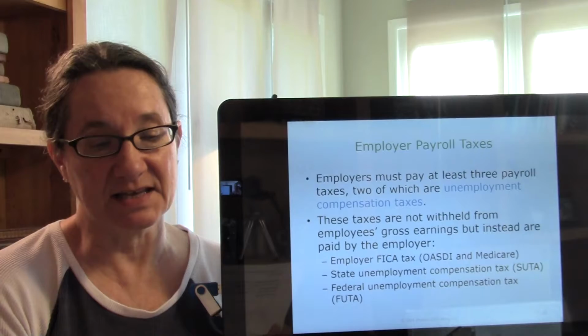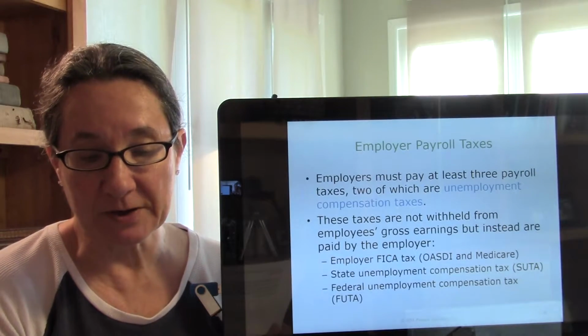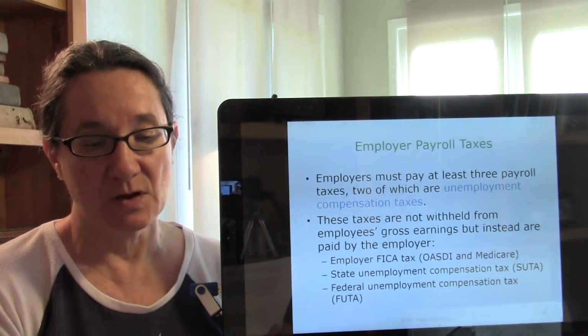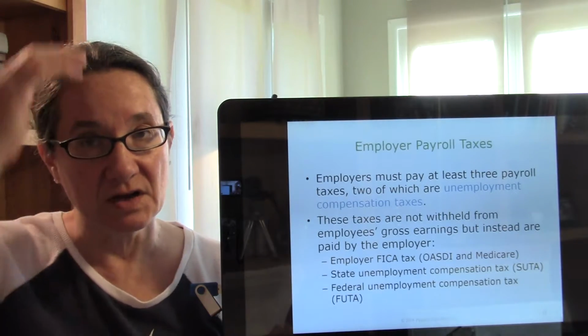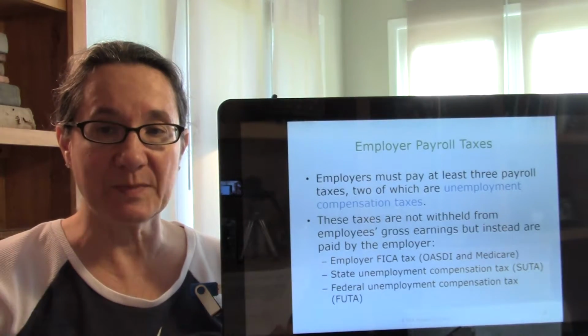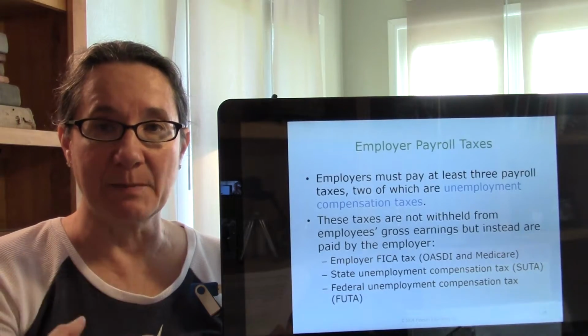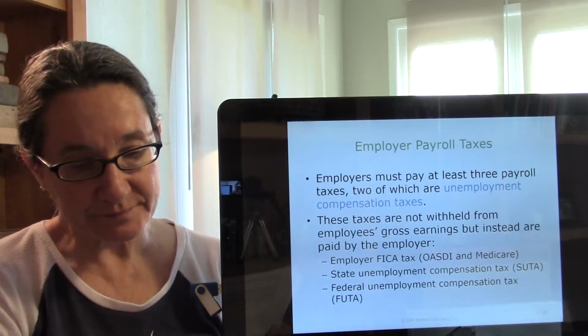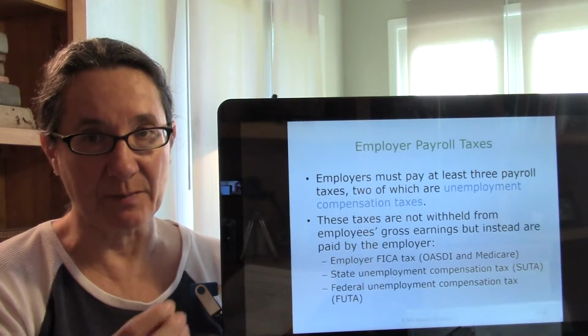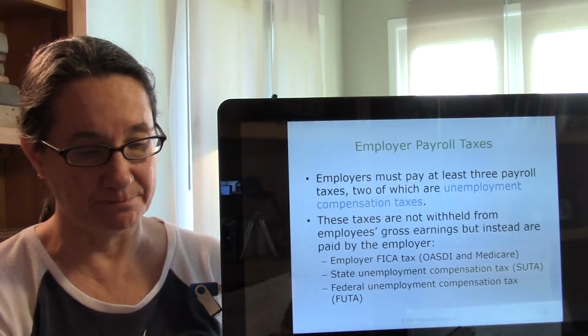Unemployment compensation tax is a payroll tax paid by employers to the government, which uses the cash to pay unemployment benefits to people who are out of work. So when people collect unemployment, that money's there because the employers all chipped in for it. So the employees didn't pay it out of pocket, but the employers paid it for them.